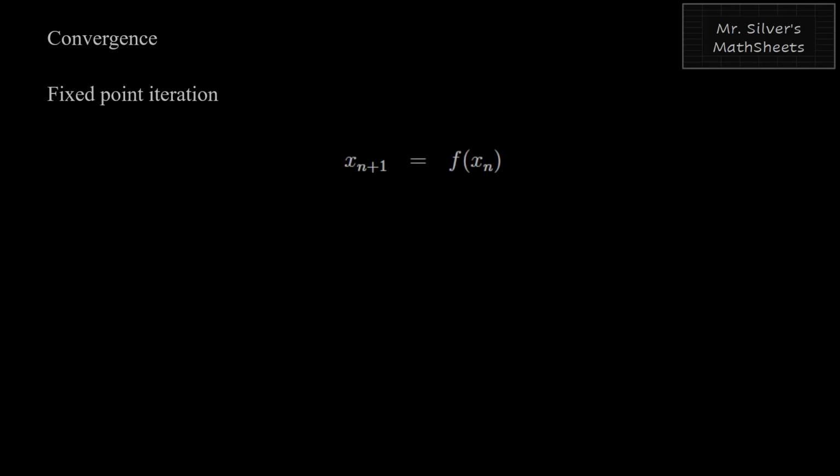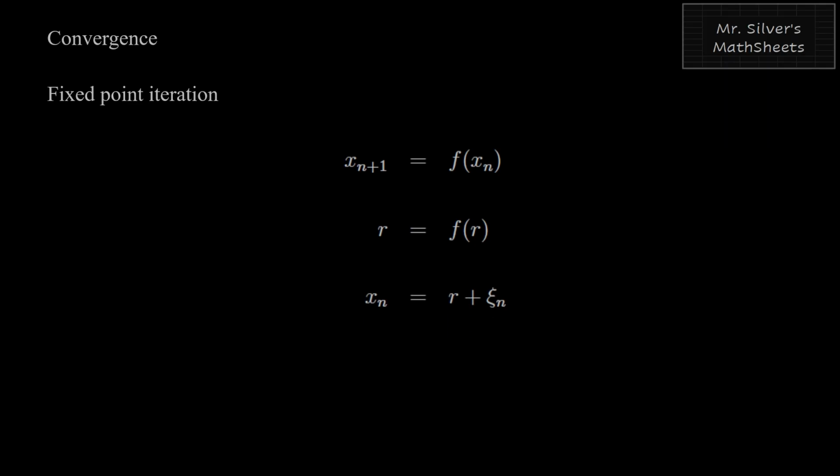So fixed point iteration, x sub n plus 1 is defined as f of x sub n. That defines the process. And the fixed point is r. r is the unique point such that f of r is equal to r.